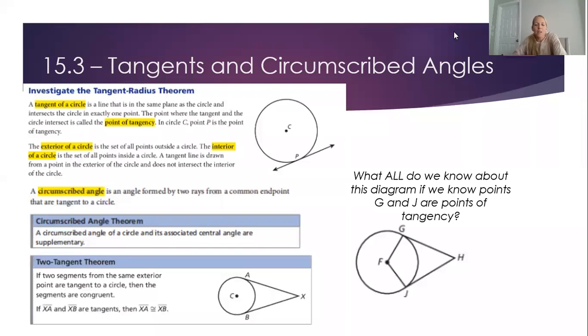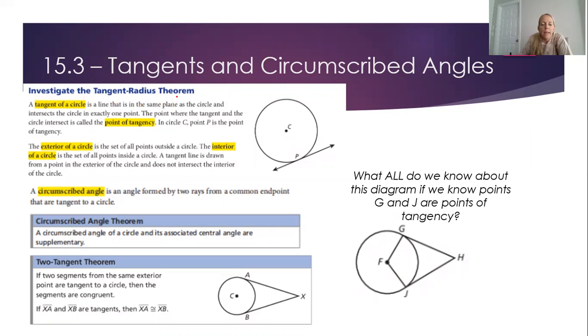Hello again. We're going to talk about section 15.3, and I want to introduce this idea of tangents and circumscribed angles. Let's start with tangents. All right, a tangent to a circle, if we read it here, is a line that is in the same plane. And all that means is that if a circle is lying on the table, the line is also lying on the table. We can't have a circle and then a line going through it like my pen here. Okay, we can't have that.